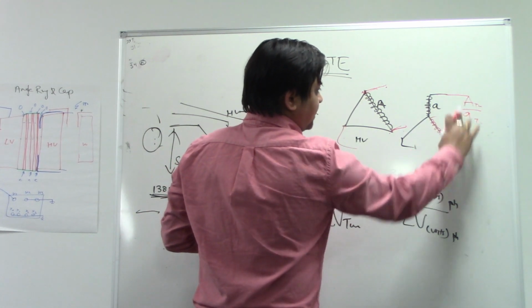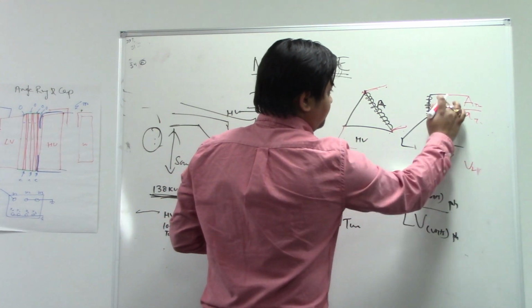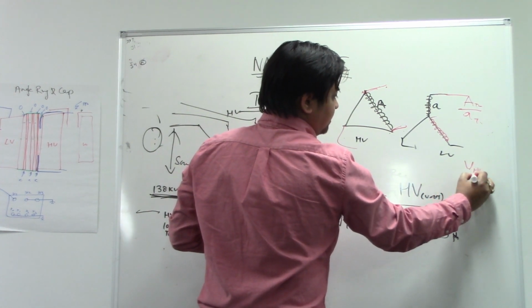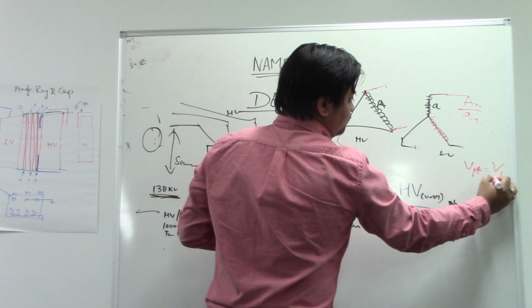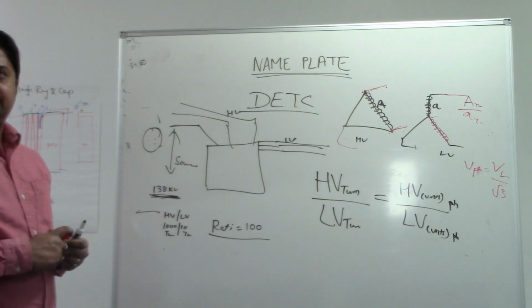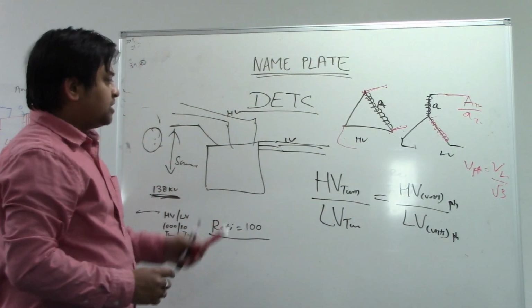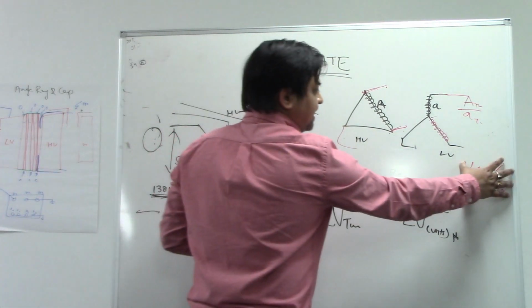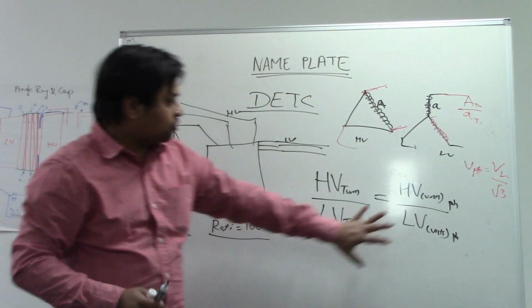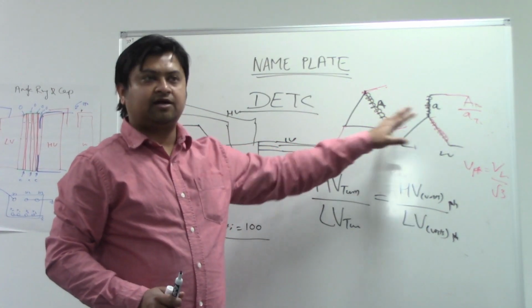So the phase voltage in a star winding is equal to line voltage divided by root 3. Okay, that's what we saw. So now what happens? Forget about the line voltage. We are only talking about the phase voltages, whether it's a delta, star or star.